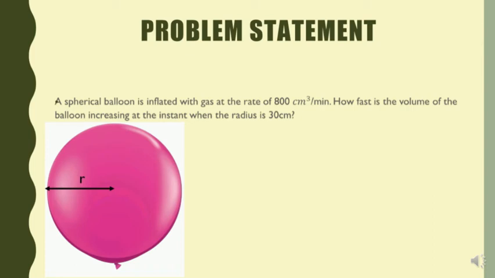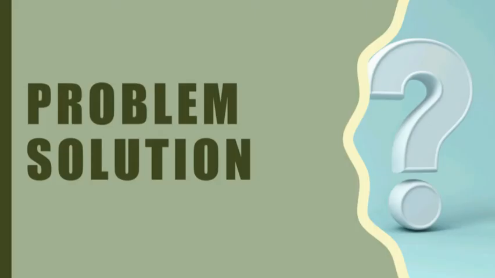Problem statement. A spherical balloon is inflated with gas at the rate of 800 cm³ per minute. How fast is the radius of the balloon increasing at the instant when the radius is 30 cm? Please try to understand the question and write down what is important. Problem solution.